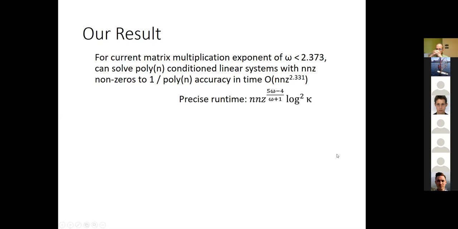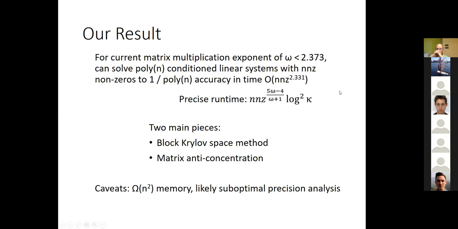This condition number assumption is a typical assumption made in numerical analysis. The reason it is made is that you assume the size of your numbers is also poly n. This is essentially the assumption needed to make sure your algorithm still works with doubles, and you don't have to generate your own floating point numbers. The two main algorithmic pieces that lead to this complexity are, first, a block Krylov space method, a variant of conjugate gradient that basically handles a whole bunch of vectors at a time, and then matrix anti-concentration bounds.